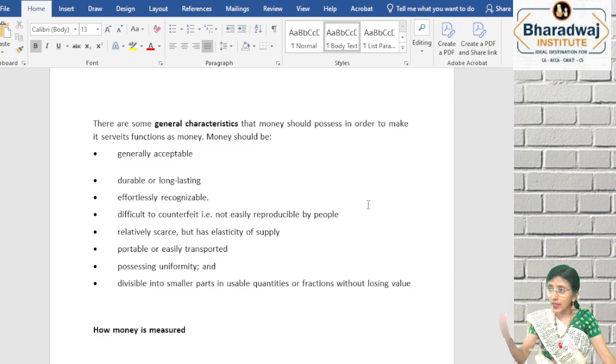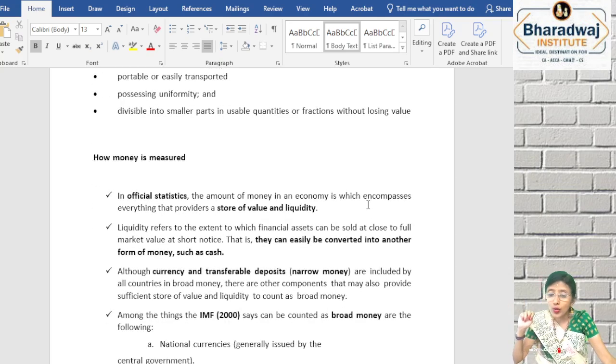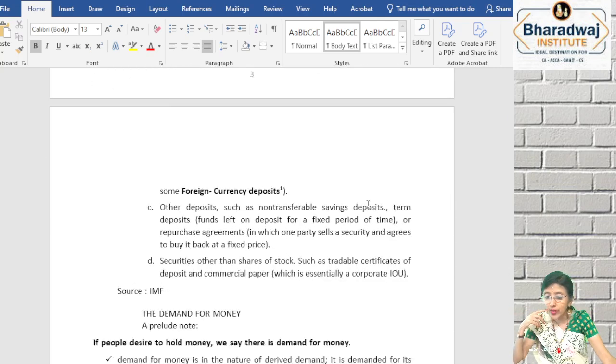Then features of money: 3 will be correct, 1 will be wrong. Like yesterday we did, characteristics of labor, 1 is incorrect; characteristics of land, 1 is correct. Like that, characteristics of money, among the 4, 1 will be incorrect. You have to find that out. How is money measured officially? And that is where we had M1, M2, M3, M4.